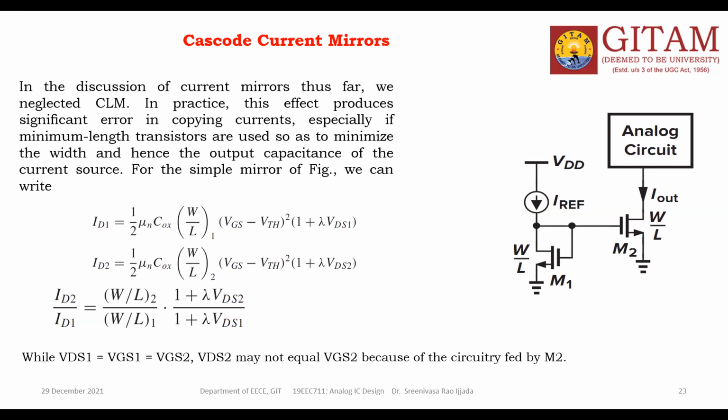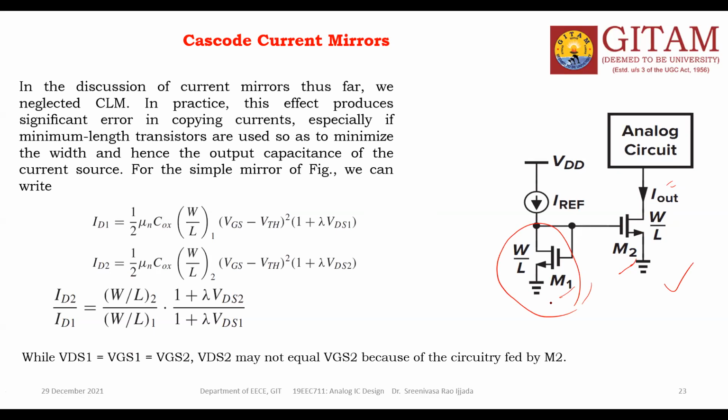Especially, minimum length transistors, I think short channel devices, are used so as to minimize the width and hence the output capacitance of the current source. For the simple mirror of the figure, this circuit we already used earlier. This is the M1 transistor, this is the M2 transistor, this is the copying network, and this is I out. I out is equal to I reference multiplied by W by L of 2 by W by L of 1. That is our formula.